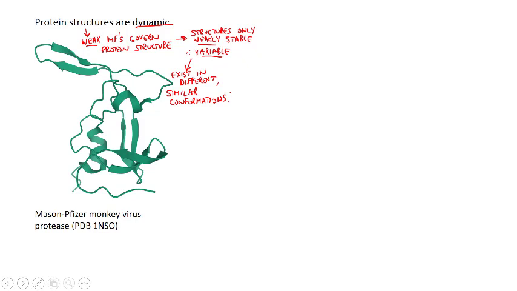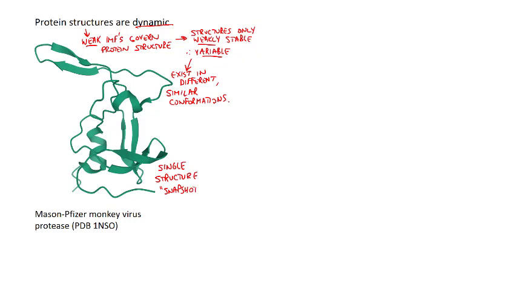So to give you an example of that, I looked up this protein on the PDB. This is a monkey virus protease. And I just showed you the backbone trace there in green on the left. So this is a single structure of the protein. What do I mean by a single structure of the protein? I mean, duh, that's one protein, right? What I mean by that is that this is essentially a snapshot.